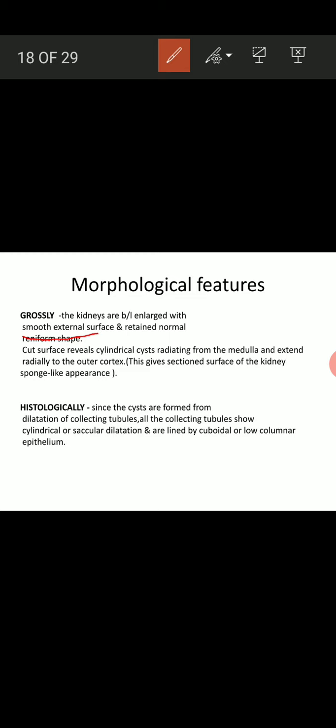Unlike adult polycystic kidney disease, where the external surface is lobulated, the cut surface shows cylindrical cysts radiating from the medulla up to the cortex, giving the kidney a sponge-like appearance. Whereas in adult polycystic kidney disease, the cysts are spherical in shape, distributed throughout the cortex and medulla. Histologically, the collecting tubules show cylindrical or saccular dilatation and are lined by cuboidal or low columnar epithelium.